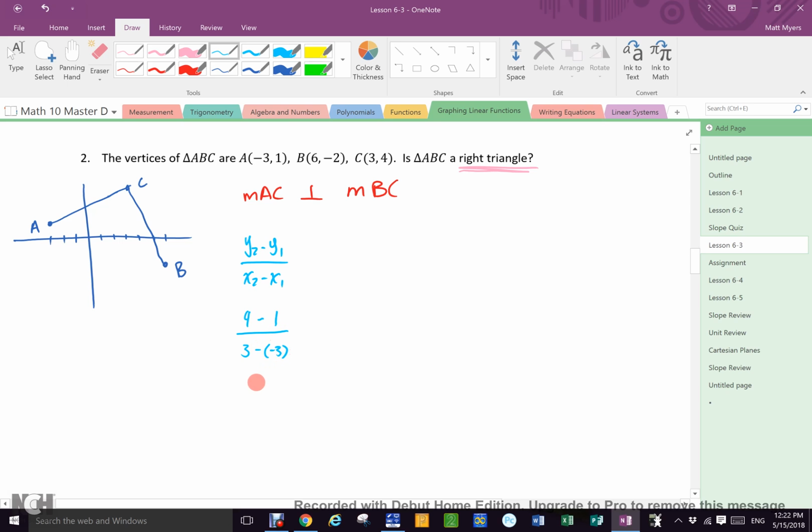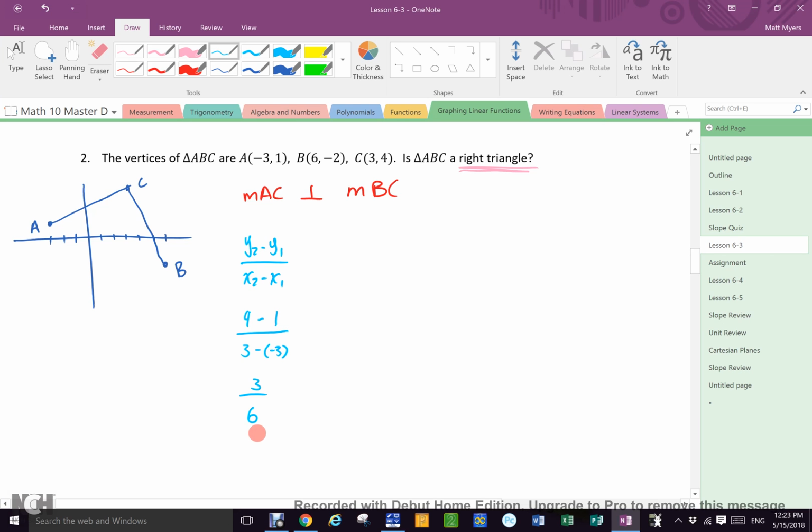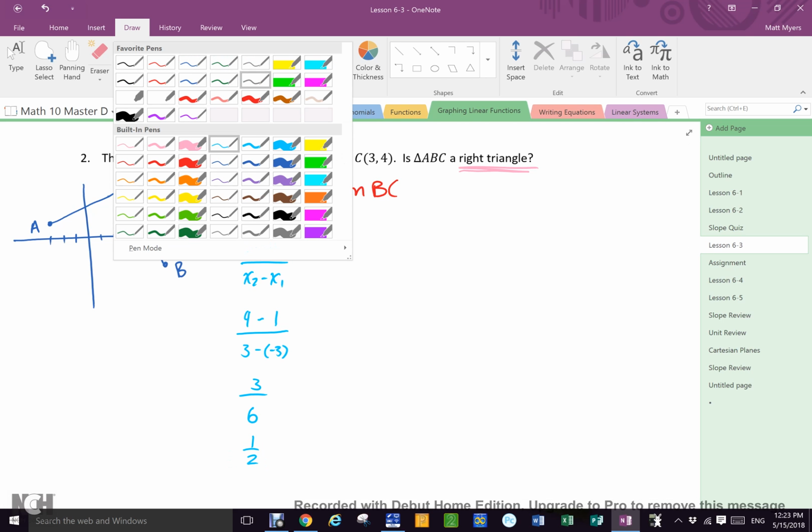What's 4 minus 1? What's 3 minus minus 3? 6. What's 3/6 really? 1/2. Everybody happy? Everyone agree with Ash's math? She makes a wonderful spokesperson. Do we agree with her? I'm happy with that. What's the slope of BC?